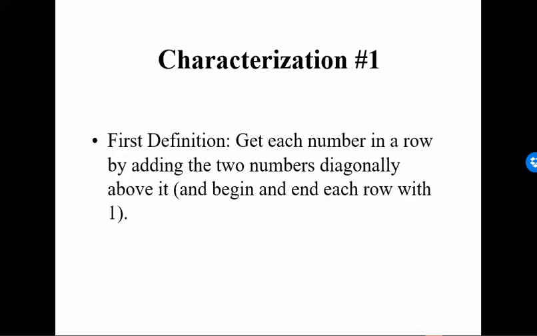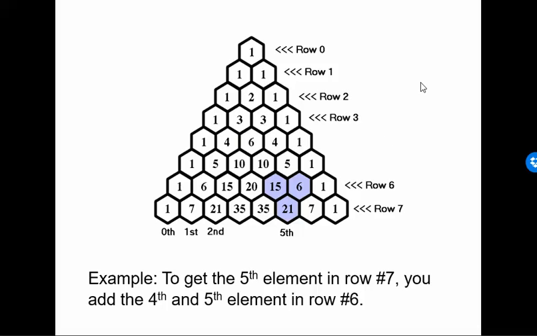So the first characterization of Pascal's triangle is that to get each number in a row of Pascal's triangle, you get it by adding the 2 numbers diagonally above it, and you also begin and end each row with 1. So here's Pascal's triangle, and we have a couple of conventions. The top row is called row 0. The next row is row 1, and so on. You'll notice here, for example, row 6 has a 6 in it, which is convenient. Now, as you're going across, the first position is the 0th position, first, second, third, and so on.